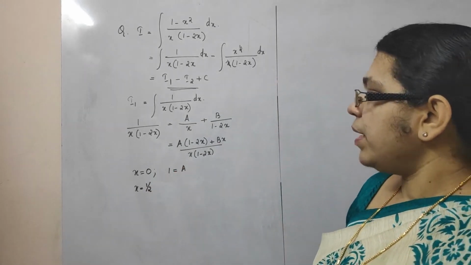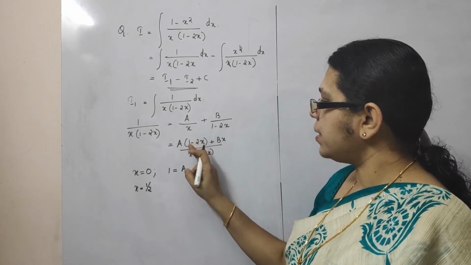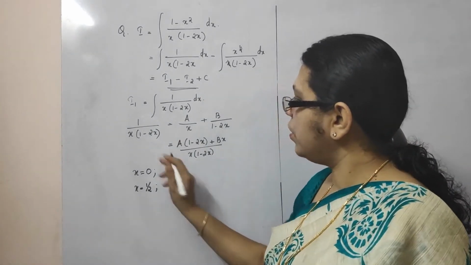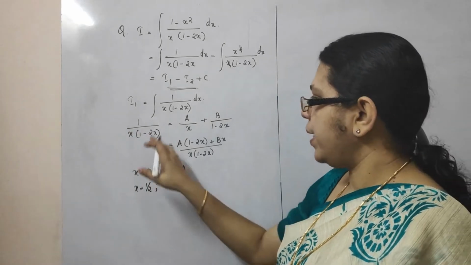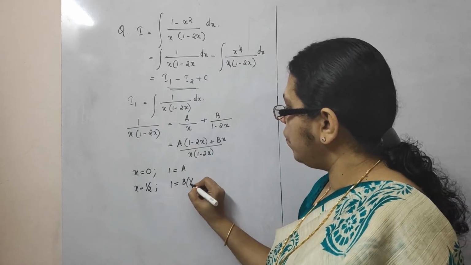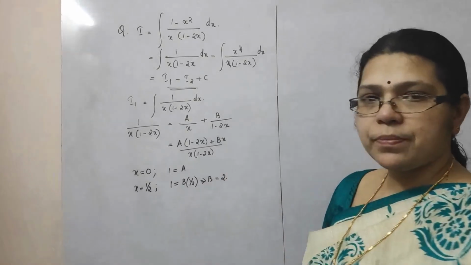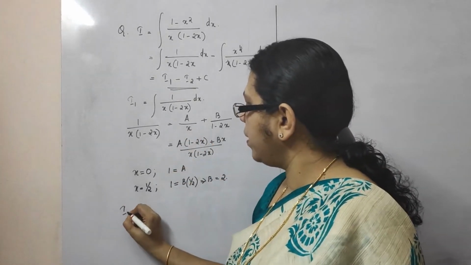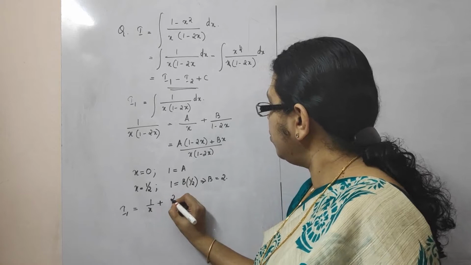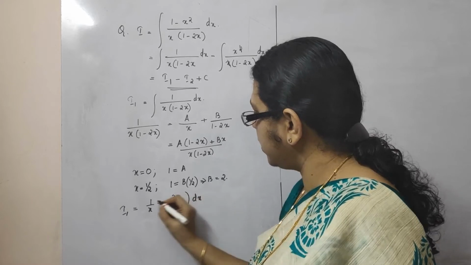Now, substituting for x is equal to 1 by 2. What will happen? When I substitute the value of x is equal to 1 by 2, this becomes 2 into 1 by 2, 2 cancels, 1 minus 1 gives you 0. So I can write this as 1 is equal to, on this side I am having only 1, no x variable is there. So 1 is equal to, this part has become 0, b into 1 by 2. So what can you get from here? This implies b is equal to 2. Okay. So now coming to I1. I1 is now equal to 1 by x plus 2 by 1 minus 2x into dx.